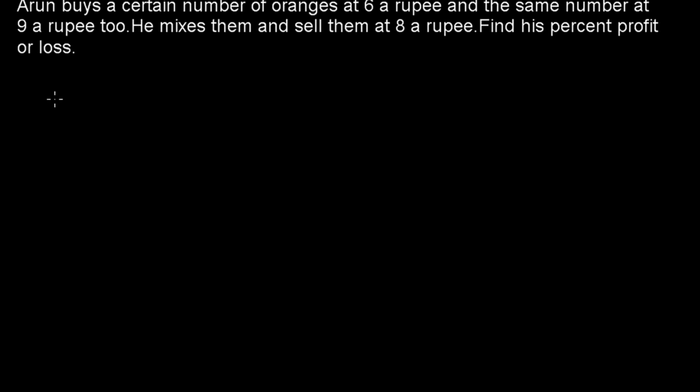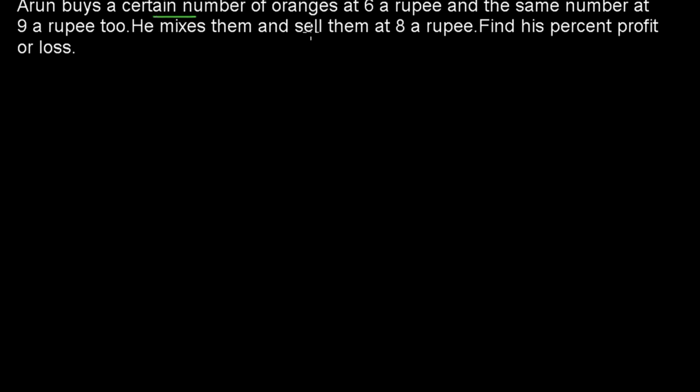So what is the given question? It is very similar to the previous question. The only thing is here the number of oranges bought is not given. It's given as a certain number of oranges. There a precise number was given, 400 apples or 500 apples. But here the number of oranges is not given. The rest everything is the same. So you can follow the same procedure. Find out the total cost price, total selling price, and then you can find out the percentage profit or loss.